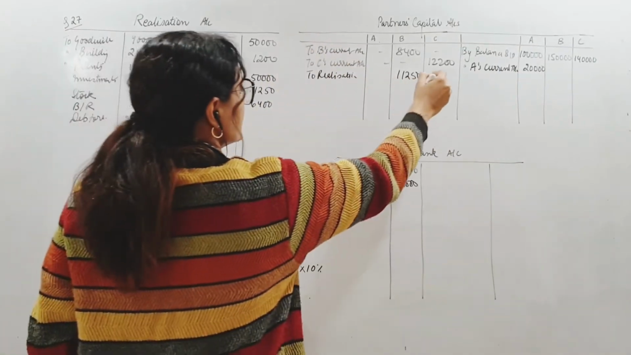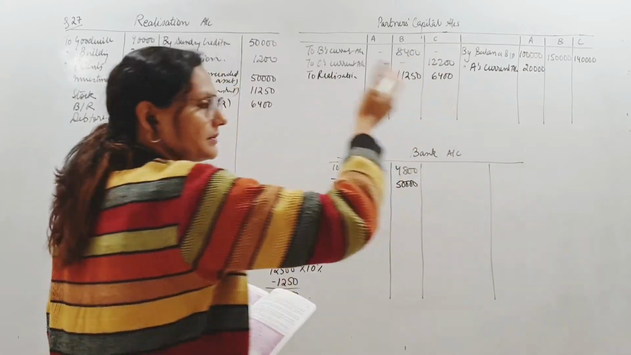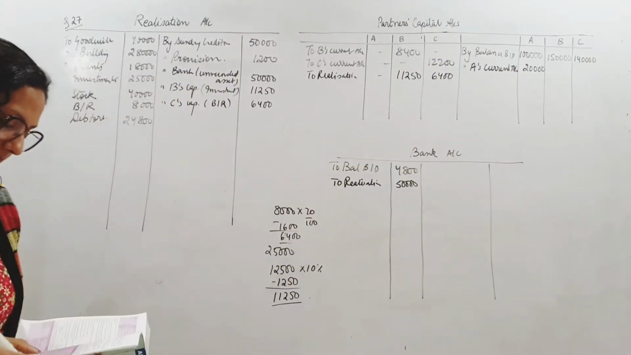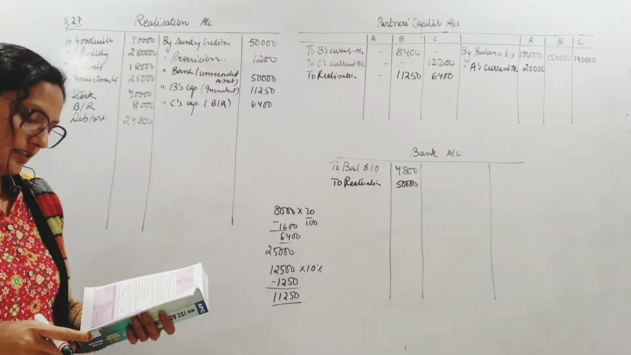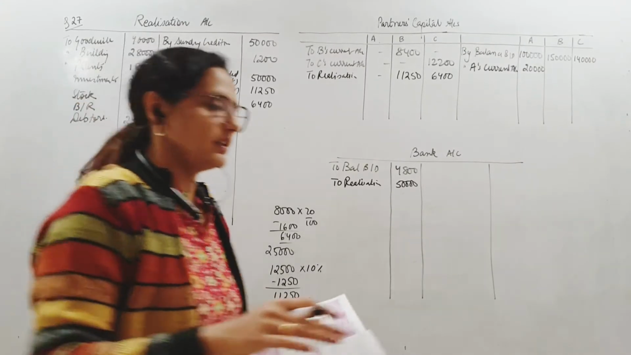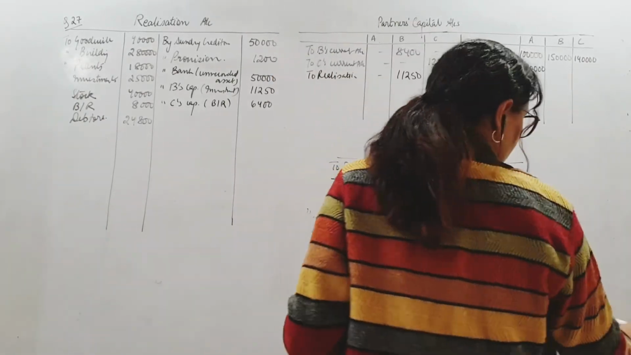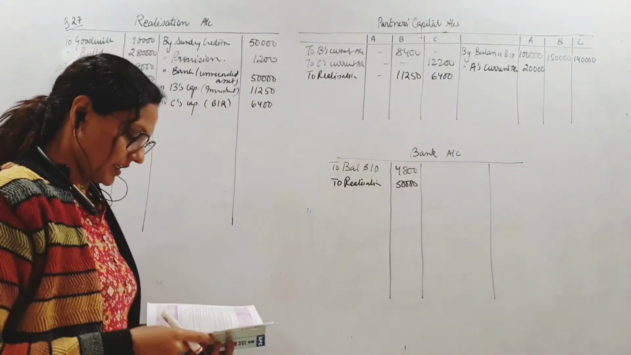Debit C's capital 6,400. I'm writing here itself because the entry is the same, to realization. Then, stock realized as follows. Now, stock, whatever it is, and sometimes they will be given like this. Various assets are realized in a particular manner.